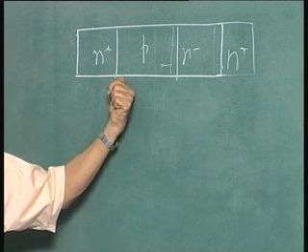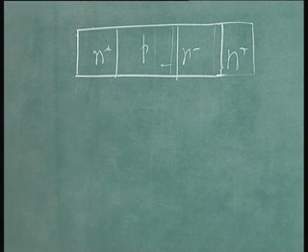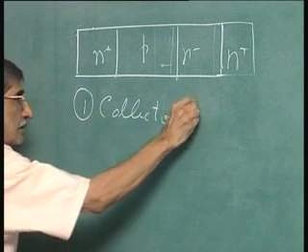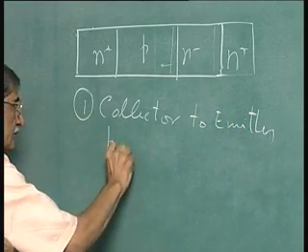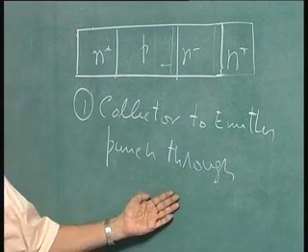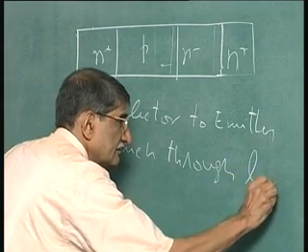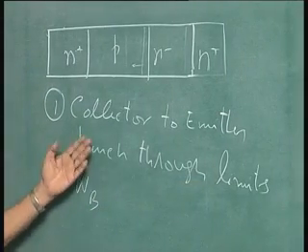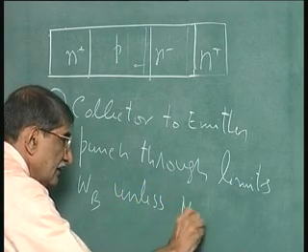That is one thing which I did not note in the slide, but it is a very important thing. So, punch through, implying the depletion layer reaching the emitter base junction, limits WB, puts a lower limit on WB, unless NA is increased.